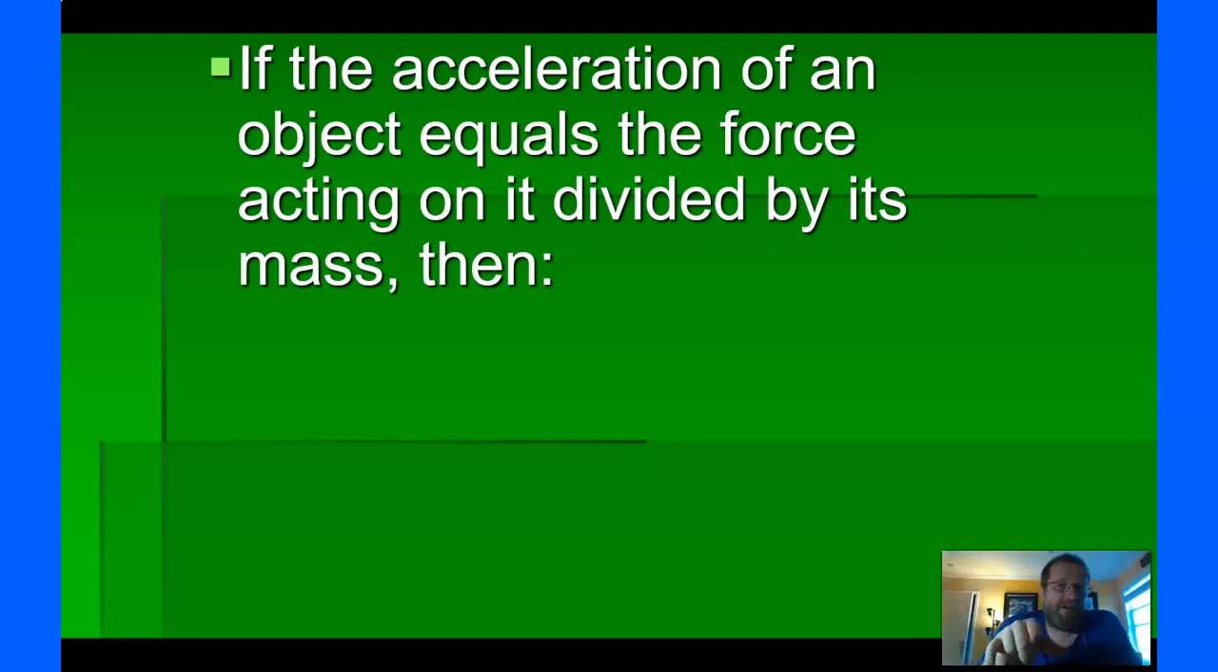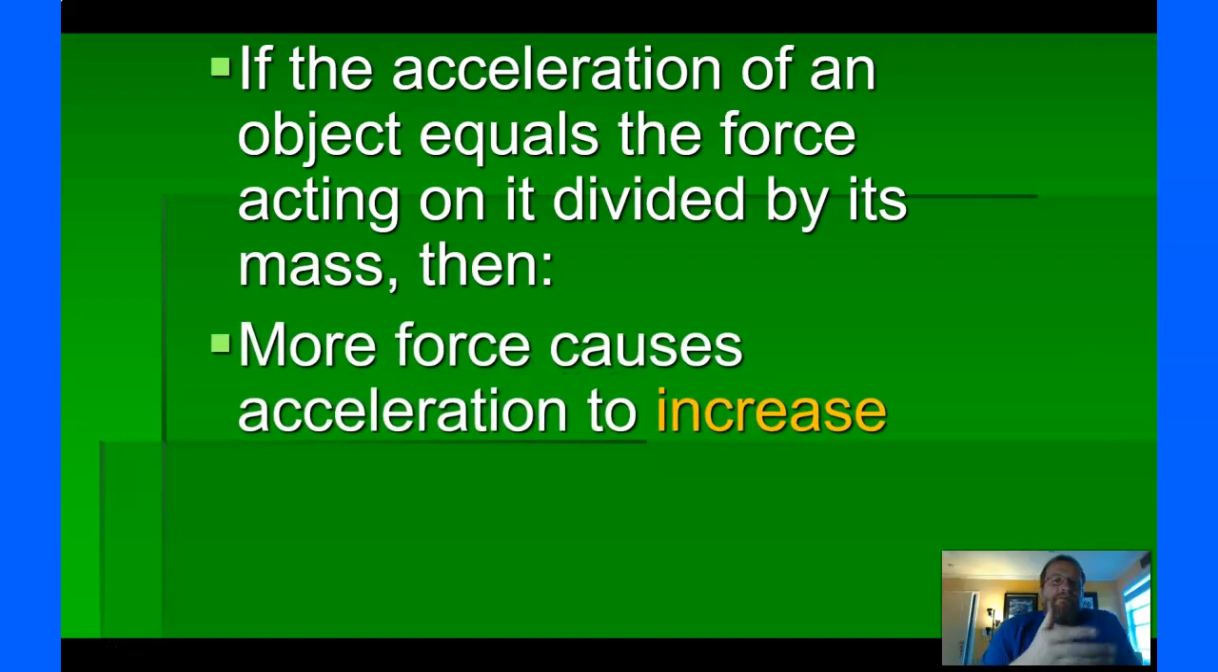The top part of this fraction is force. So more force causes acceleration to increase. More force, more acceleration. That's the mathematical way of telling you something you already knew. The harder you hit something, the faster it moves after you've hit it. The harder you hit the gas, the quicker you get up to 60 miles an hour. Makes sense. Now let's do the part of the fraction you all hate.